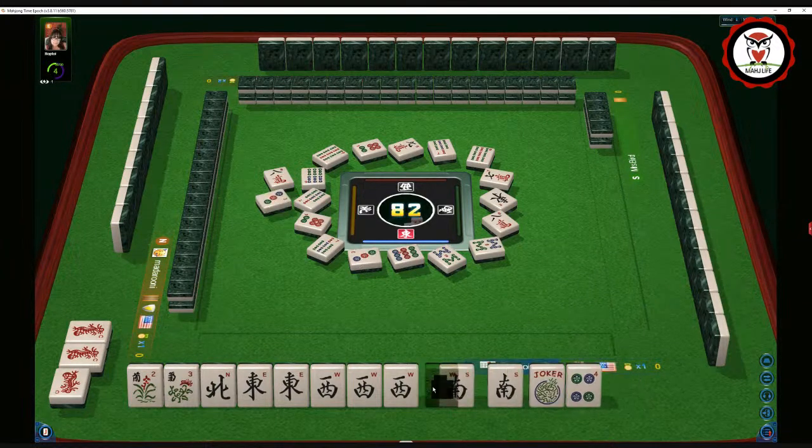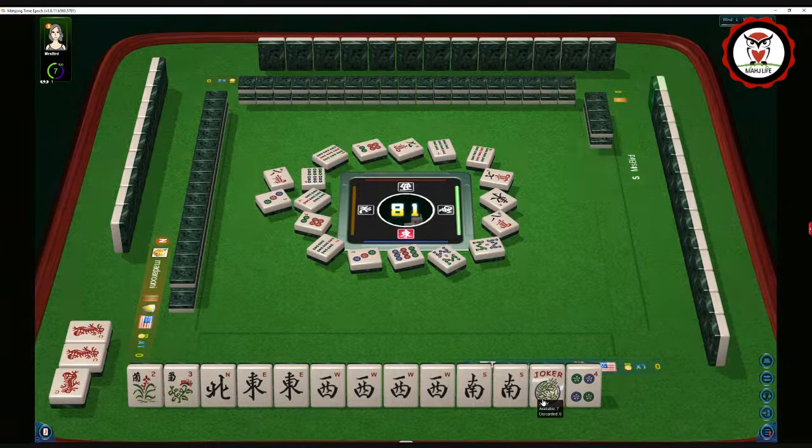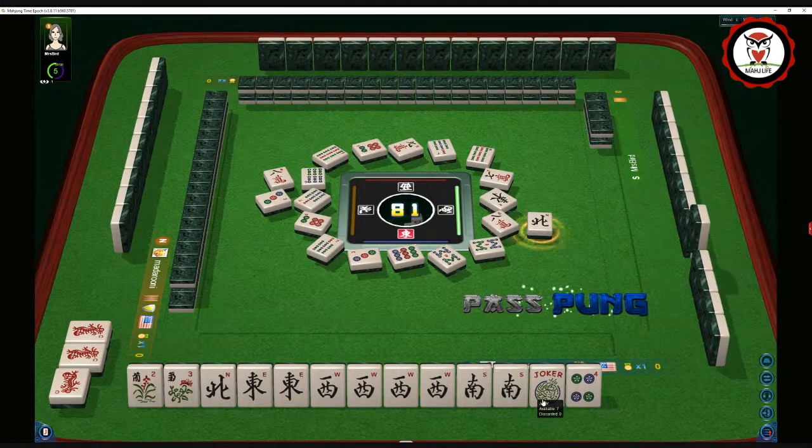We really don't need that west unless we switch to the first hand. We could play Pung North, Kong East, Kong West, Pung South. We would need to Pung that. Let's pass.